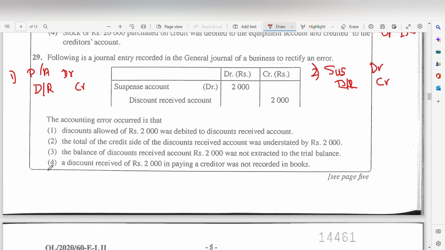But let's go through the rectification entries for 3 and 4 as well. The balance of discount received account rupees 2000 was not extracted to the trial balance. Now if you have forgotten to extract a balance to the trial balance, how do you rectify that? Yes, again this will cause an imbalance and create the opening of suspense account. Now how do you resolve that?